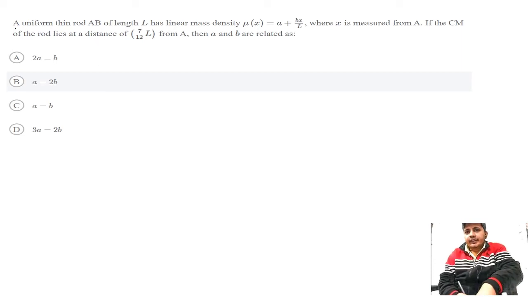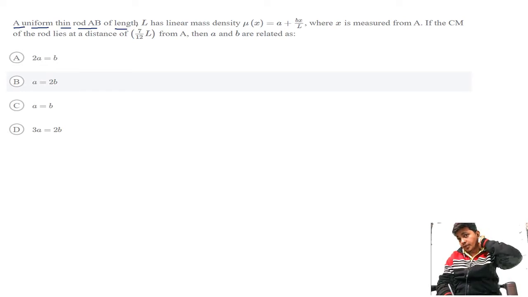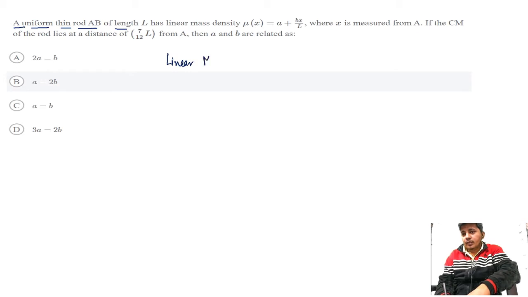Hello. So our today's question is: a uniform thin rod AB of length L has a linear mass density mu of x equals A plus bx by L, where x is measured from A. Linear mass density is given to us.